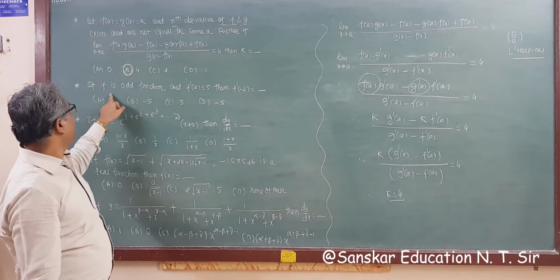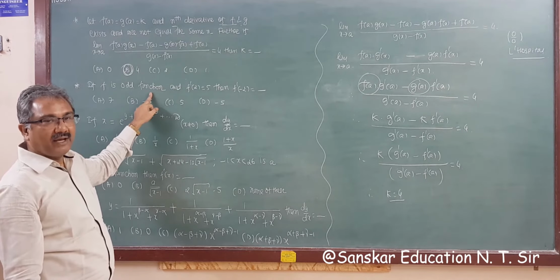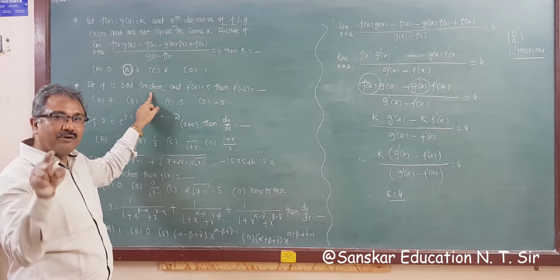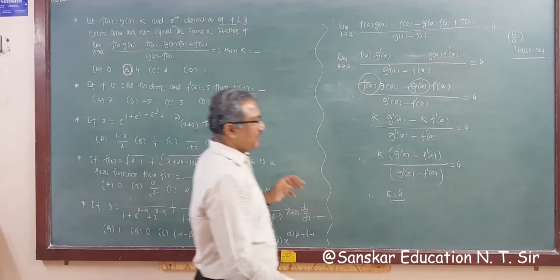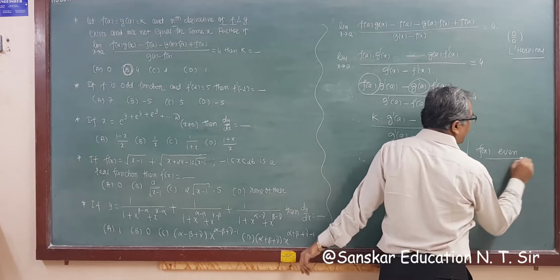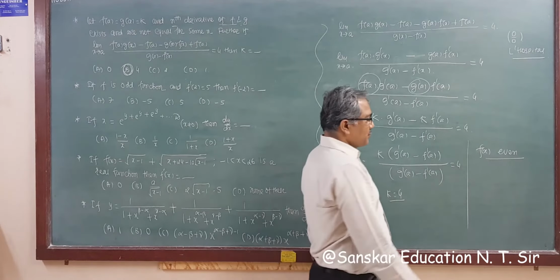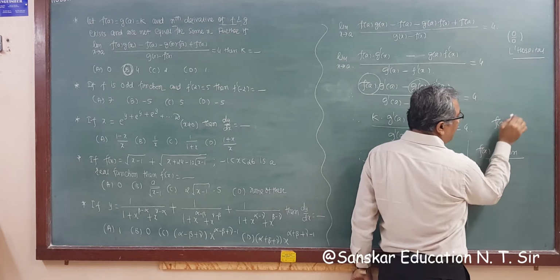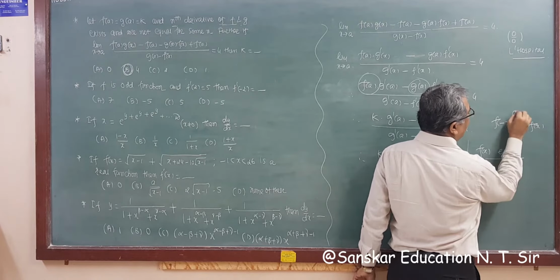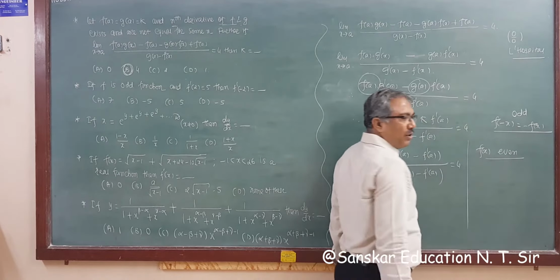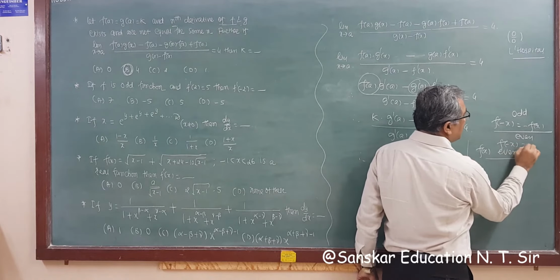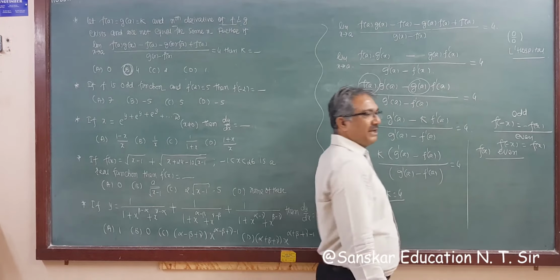Now the second question. If f is an odd function, you know the derivative of an odd function is an even function, and the derivative of an even function is an odd function. See how? You know if f(−x) = −f(x), then f is an odd function. And f is an even function if f(−x) = f(x).